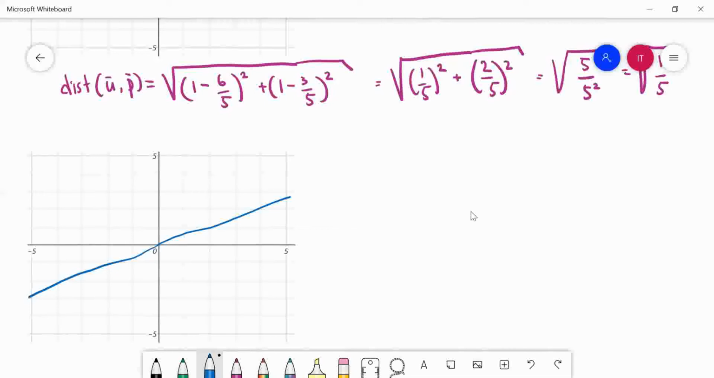For example, this is a line. I'm sorry, I cannot really draw a perfect line, but this is a line that passes through the point (2, 1) here. And this is the dot that is (1, 1). So now we want to know the distance between this dot and the line, which means we need to figure out the position of the dot here.